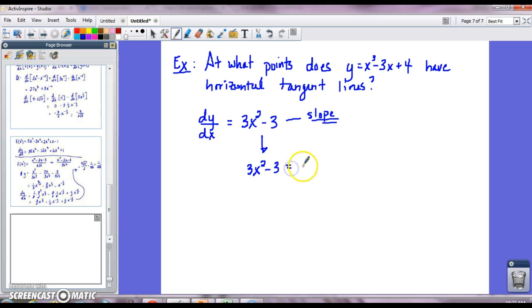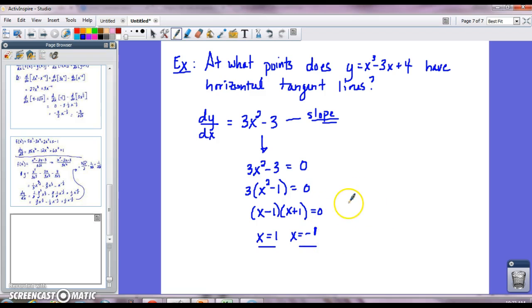In order to find where my slope is horizontal, remember that in a horizontal line, your slope is 0. And so now we're just solving the equation for x. So I end up with x minus 1 times x plus 1 is 0. So I get x is 1 and x is negative 1. Now remember, those are just your x values. Those are the x coordinates of your points. I need to plug those back in. Be careful, you're plugging those back into the original equation, not the slope formula. You want to find the point on the curve.